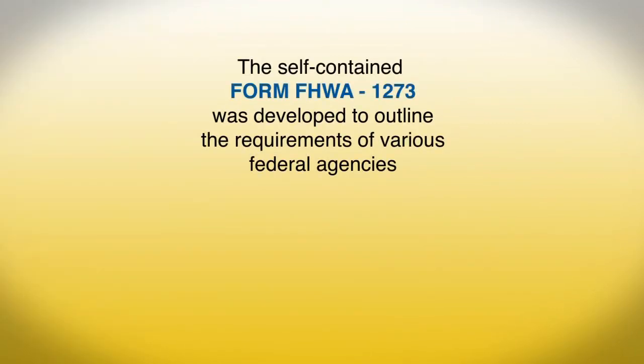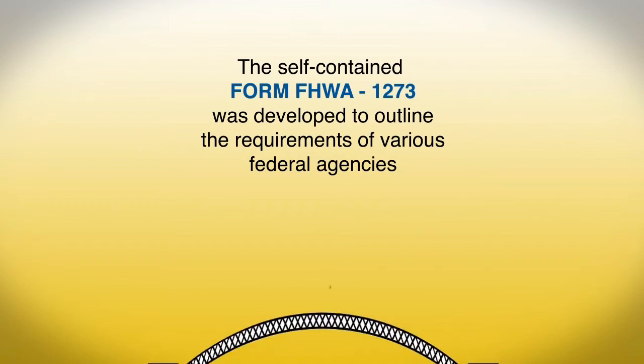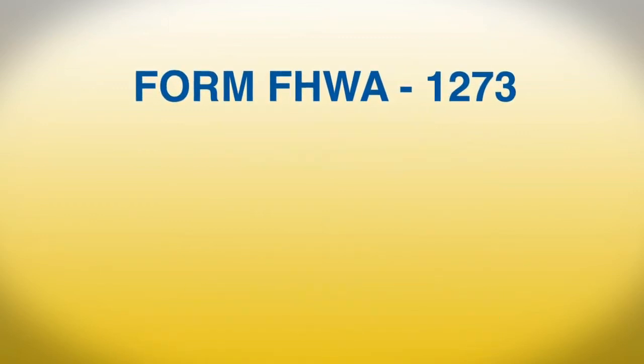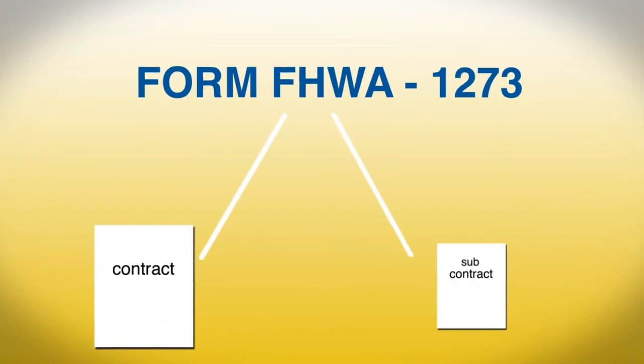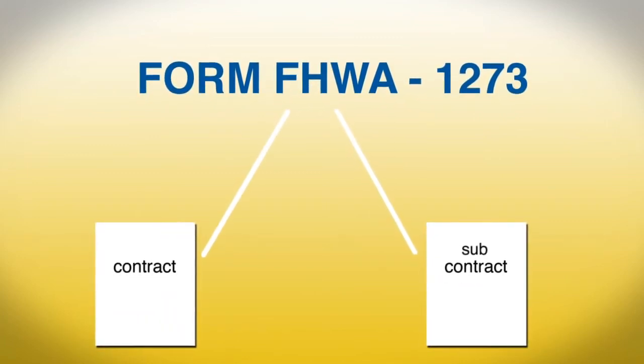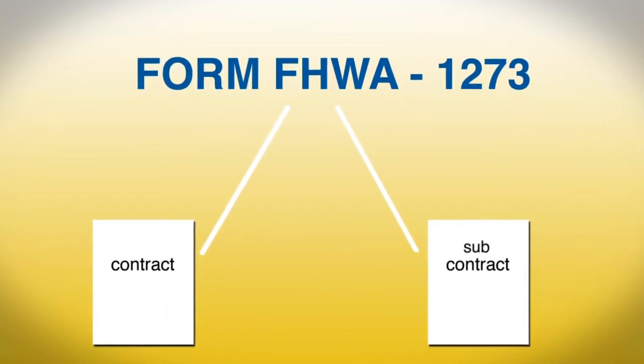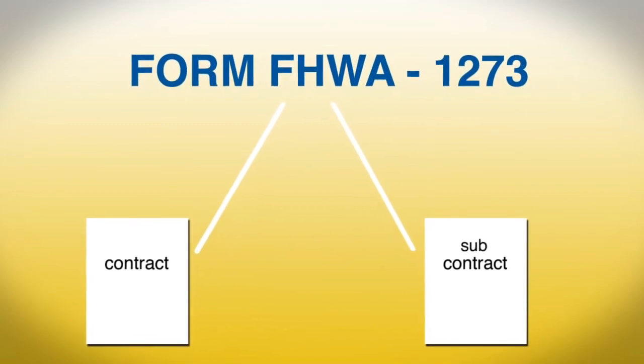The self-contained Form 1273 was developed to outline the requirements of various federal agencies in order to safeguard the investment of federal dollars on your projects. As such, make sure to incorporate Form 1273 intact into all contracts and subcontracts for federal aid LPA projects.